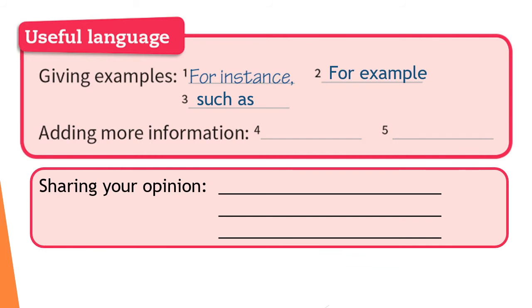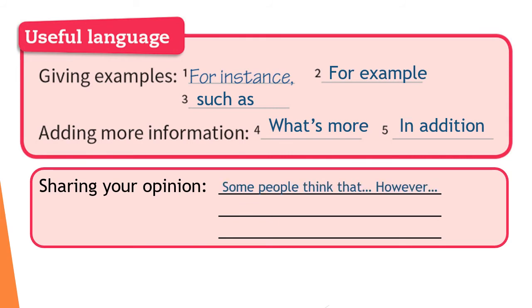What about adding more information? Here we can use what's more or in addition. These are excellent to use, especially when giving examples of technology or when sharing our opinion. And let's review the terms we can use from this for sharing our opinion. Some people think that blah blah blah. However, I think or I don't think blah blah blah. This is when you think something different than what other people think.